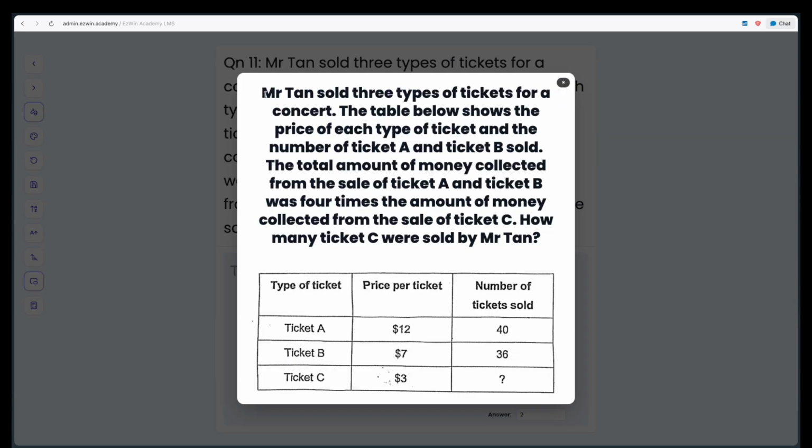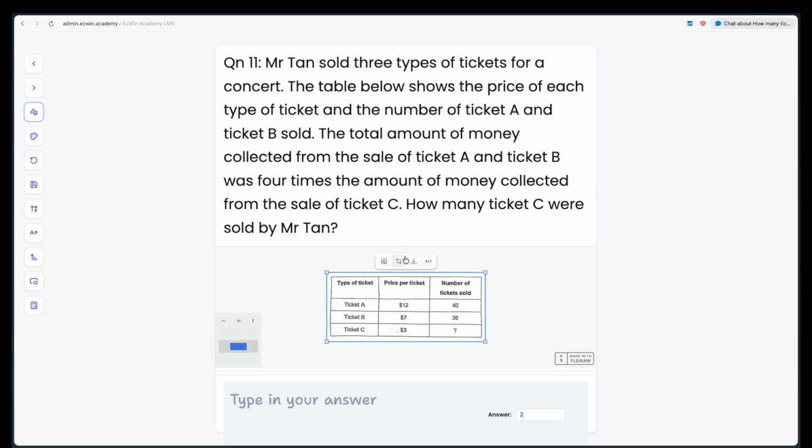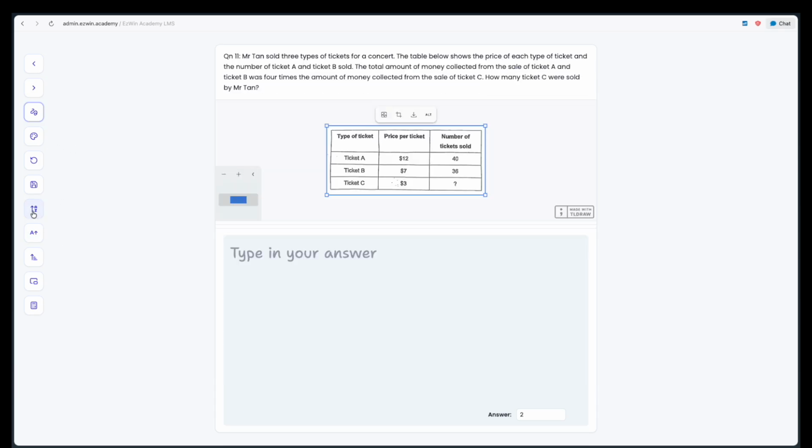Question 11. Mr. Tan sold 3 types of tickets for a concert. The table below shows the price of each type of ticket and the number of tickets A and B sold. The total amount of money collected from the sale of ticket A and ticket B was 4 times the amount of money collected from the sale of ticket C. How many tickets C were sold by Mr. Tan? Okay, so let me zoom this out a bit.